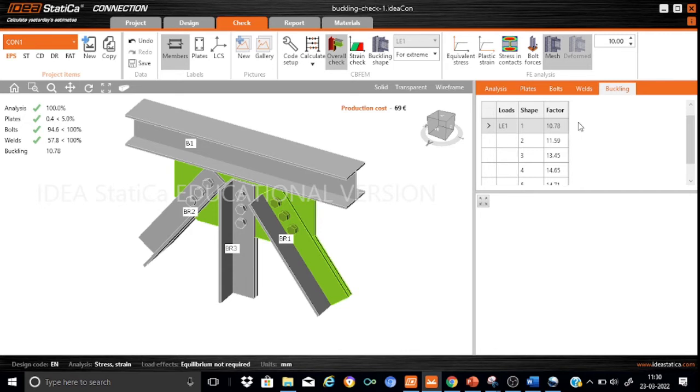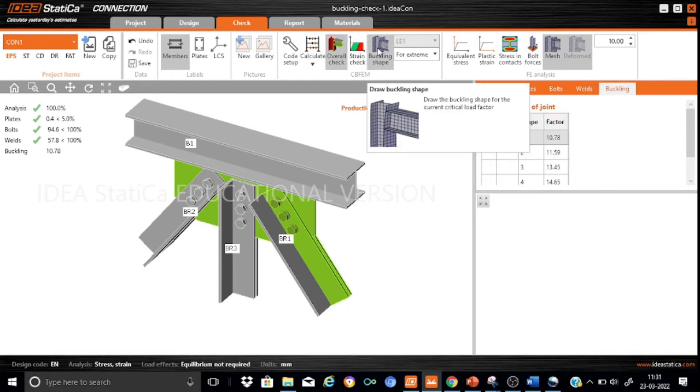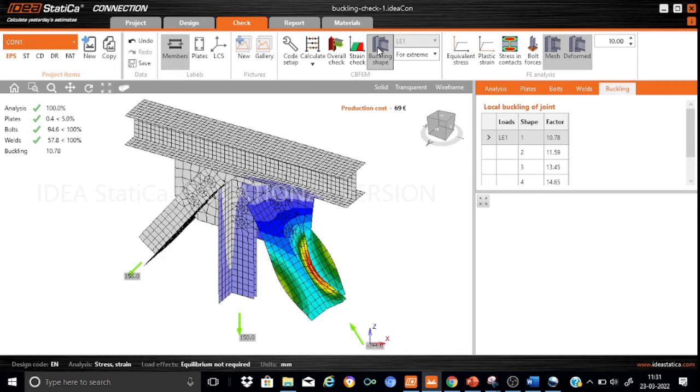Now let us see, for example, as you can see from this table, that it has investigated 6 modes of this particular connection, and it has provided us what will be the safe load multiplication factor for each mode shape. Now let us first investigate the deflected shape of the joint under each buckling mode. So we can straight away go for the buckling mode. Here we have the buckling shape, so we'll go for the buckling shape.